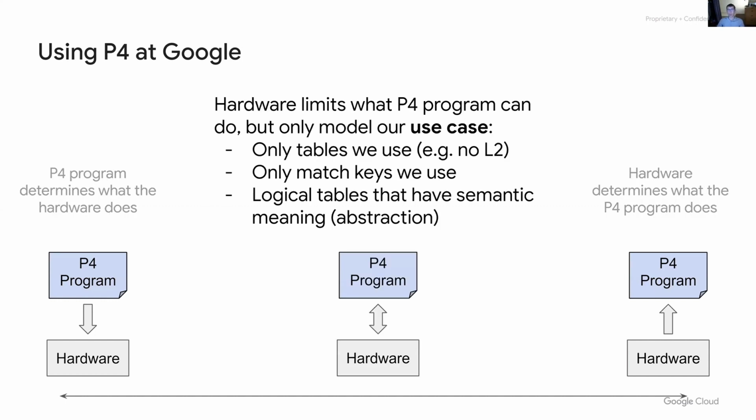In reality, at Google, we actually do something that's a little bit in the middle. So even though we have a lot of these fixed function switches, many of them still support some amount of programmability. And so we can model that. In addition to that, we can also model the parts of the ASIC pipeline that we want to use, and maybe not model some of the other things that we are not actually relying on. So for instance, in some of our roles in our data centers, there's not a whole lot of L2 forwarding, and so we don't need to model these tables. And so on.